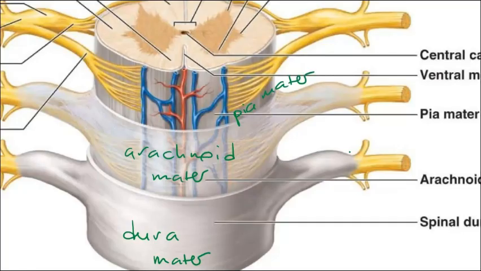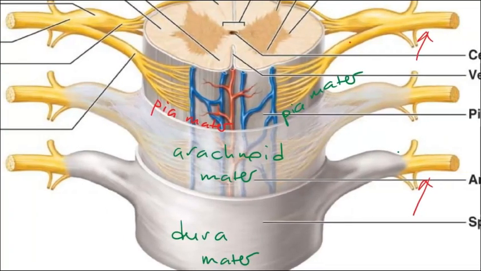Bring back red. So again, yeah, green's not great. So pia mater. The space between pia mater and arachnoid mater is subarachnoid space. Okay, sounds good? These are spinal nerves.